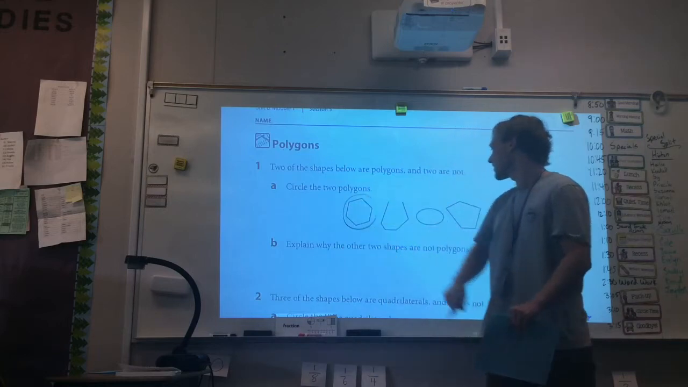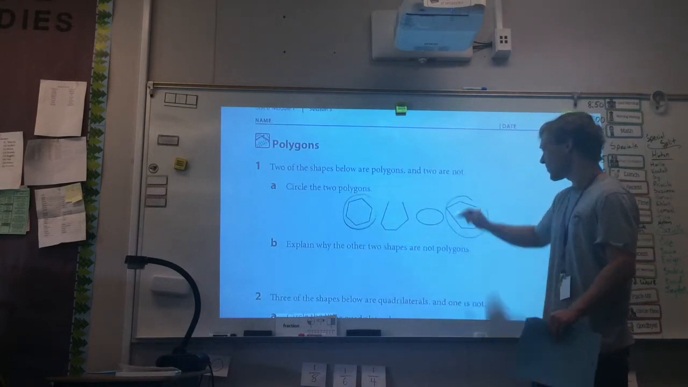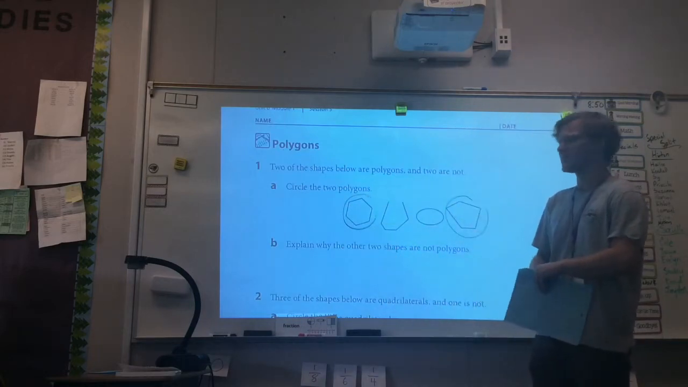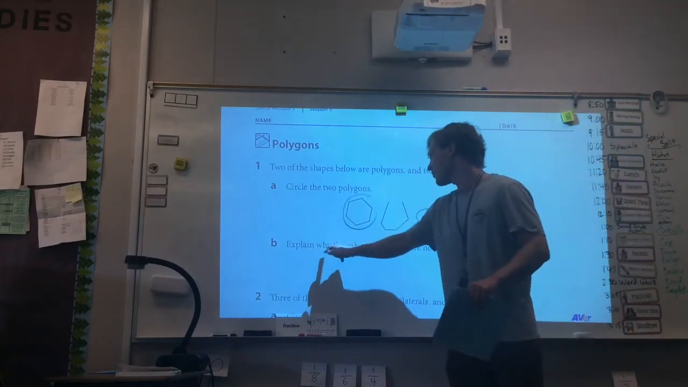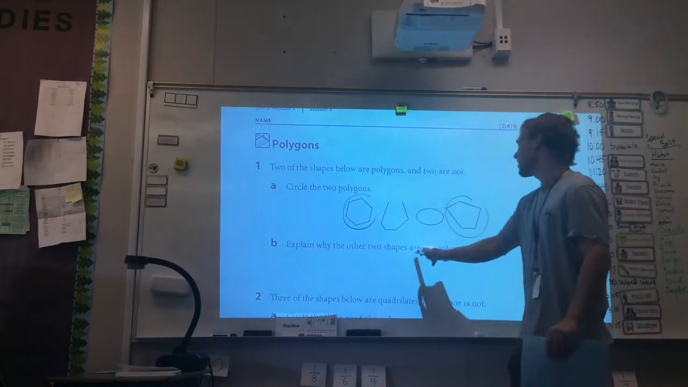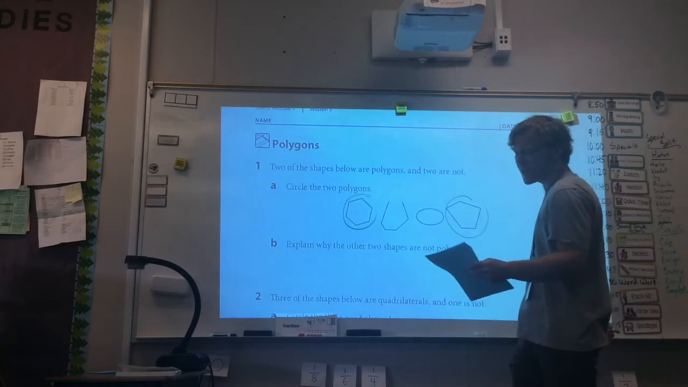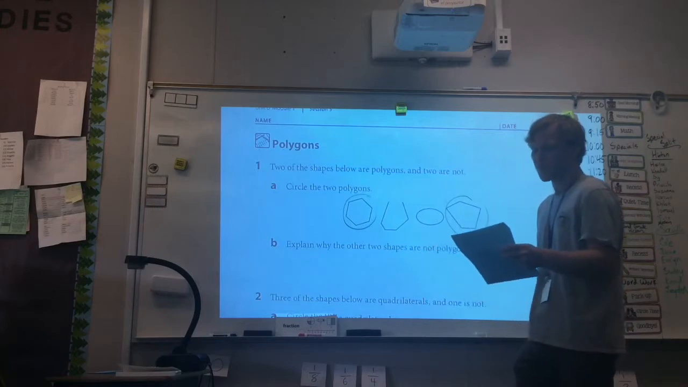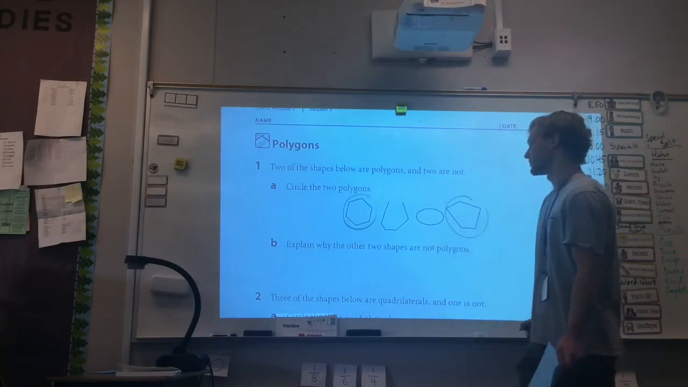That is a polygon, and that is a polygon. Let's look at part B together. Explain why the other 2 shapes are not polygons. Explica por qué las otras dos figuras no son polígonos.